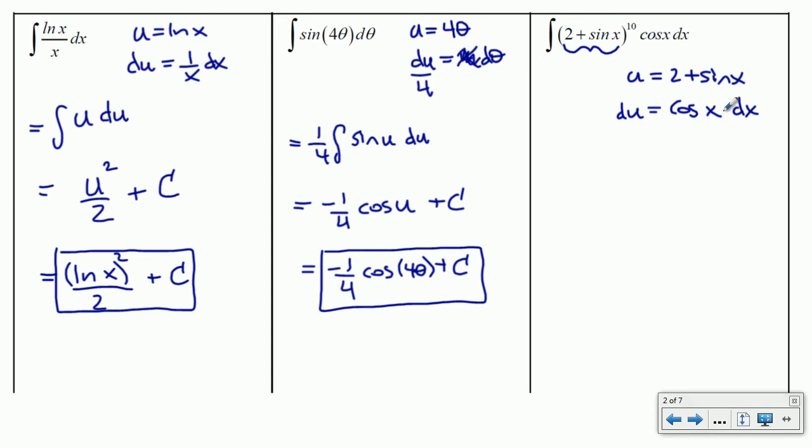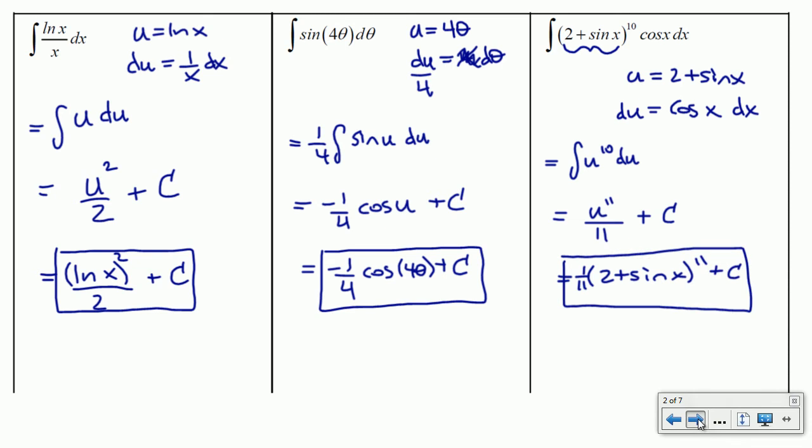We can see cos x dx, and 2 plus sine x is just u, so the integral will become u to the 10th du. And this derivative would have come from u to the 11th divided by 11 plus c. And we can sub back in for u, so we would have 2 plus sine of x to the 11 times 1 over 11 plus c. So we'll do a few more.